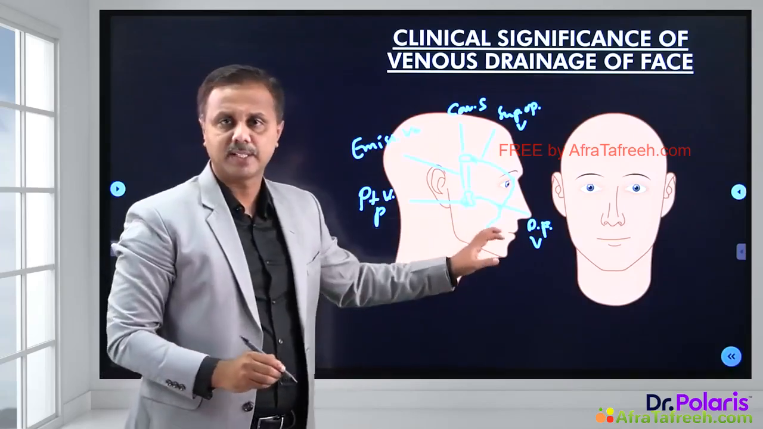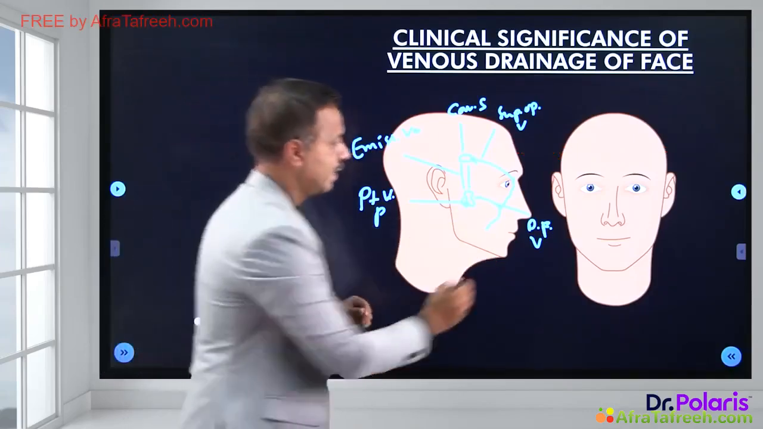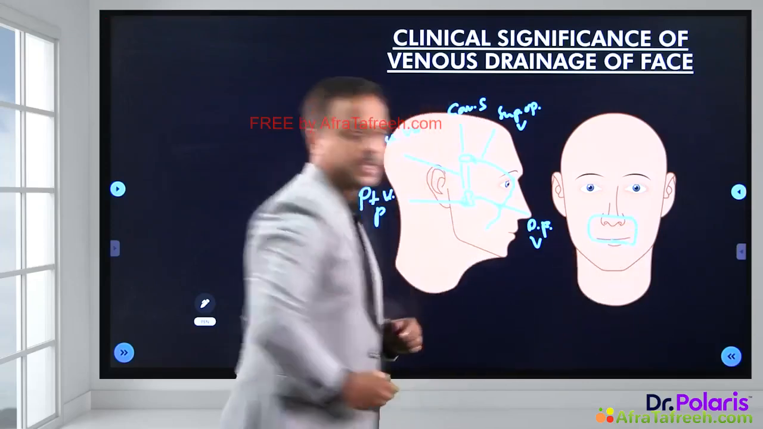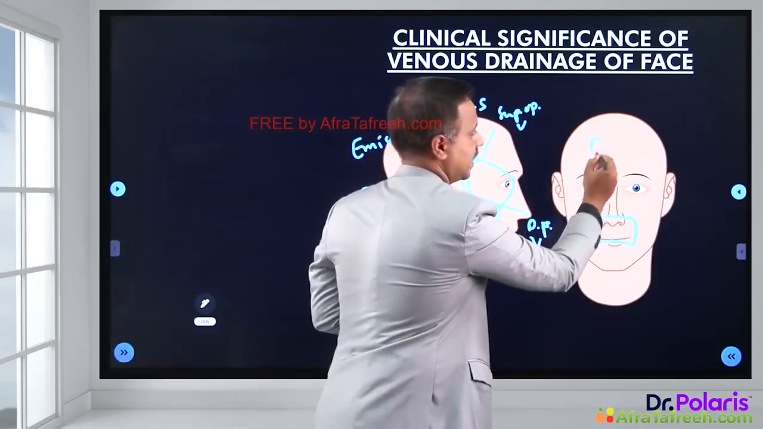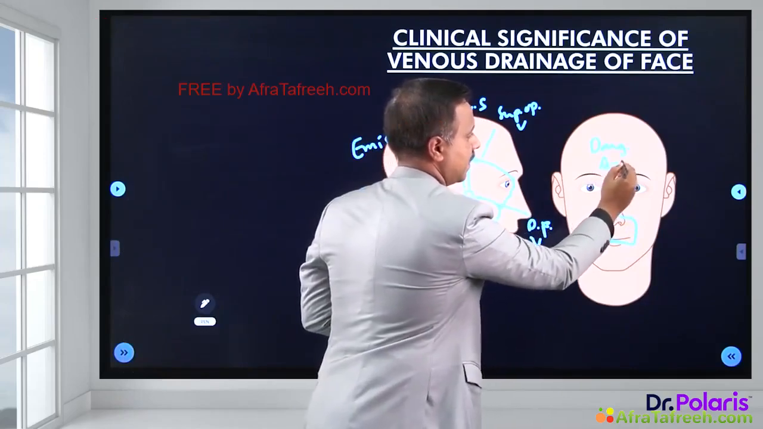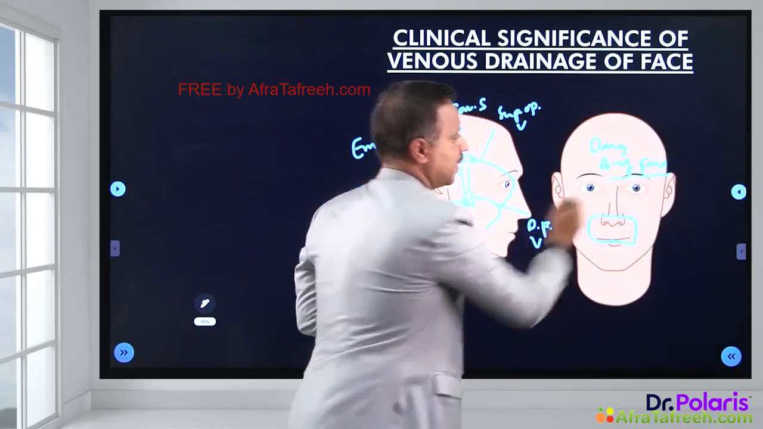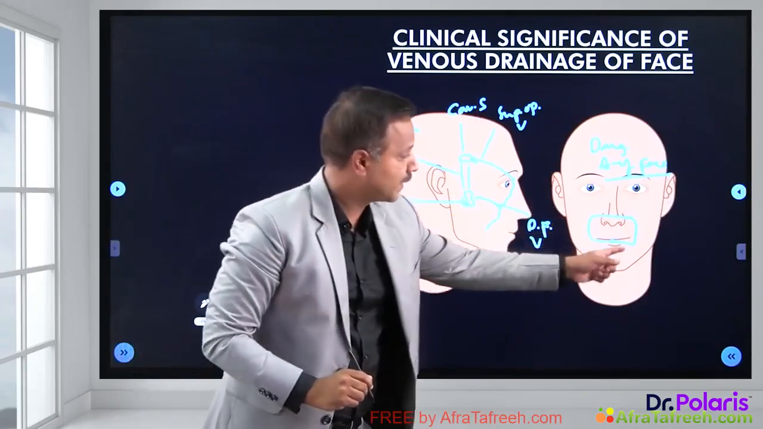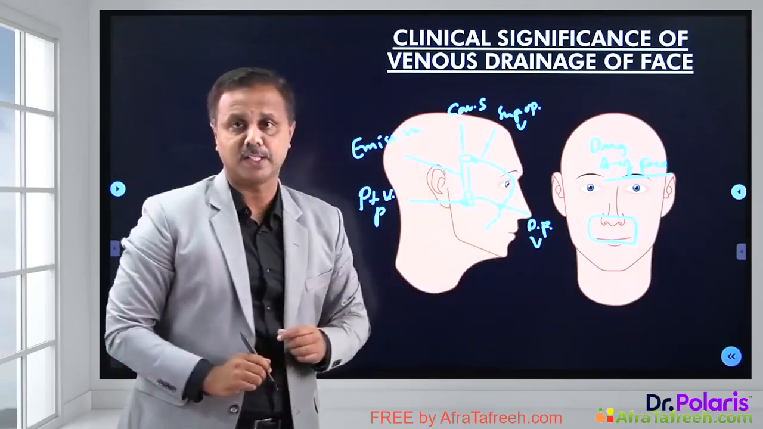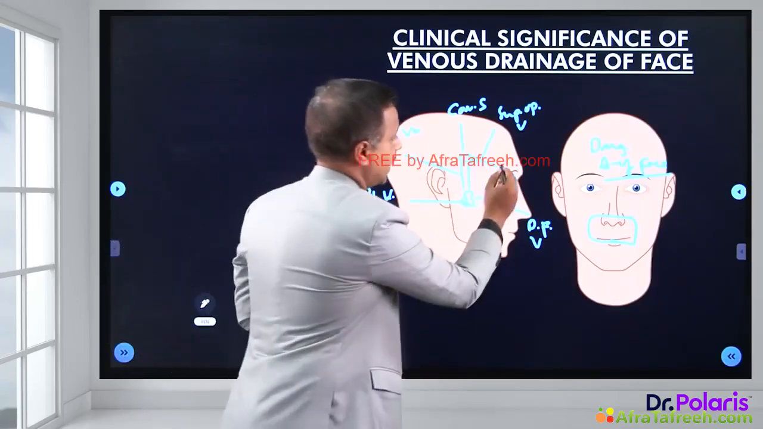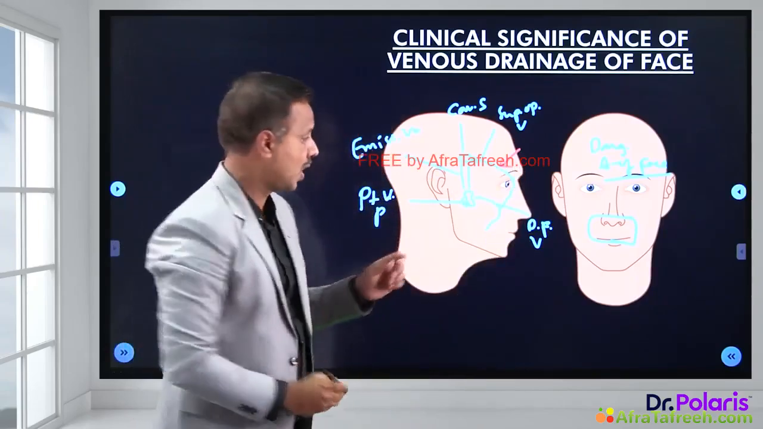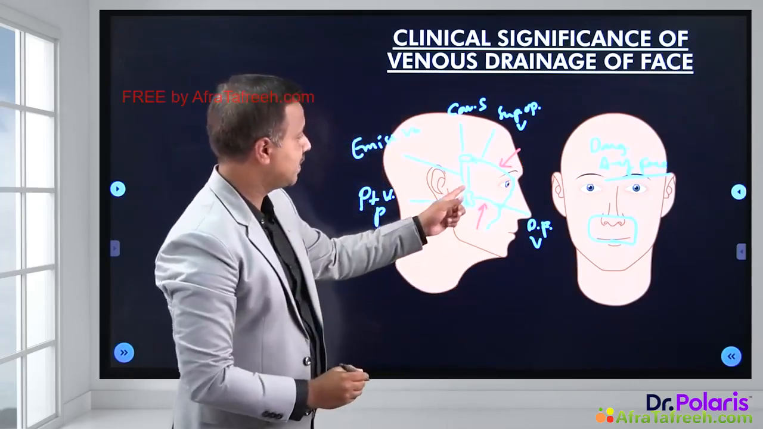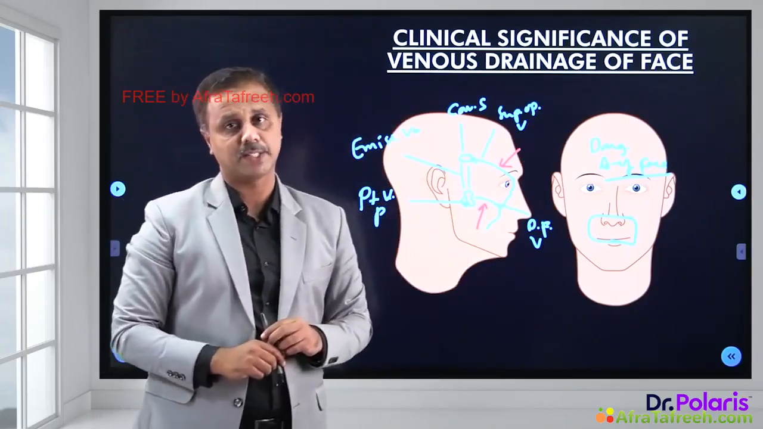Now, why do we need to know all this? The part of the face which covers the lower half of the nostrils and the upper lip is referred to as the dangerous area of the face. Why is it referred to as the dangerous area of the face? Any infection from this region can spread to the cavernous sinus. What are the routes? Of course, it is through the ophthalmic veins, or through the deep facial vein, then into the pterygoid venous plexus. Through the emissary veins, the infection can spread to the cavernous sinus.